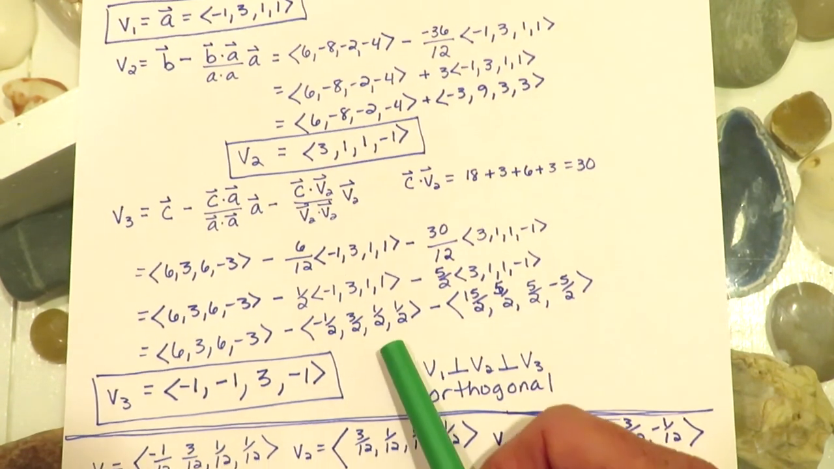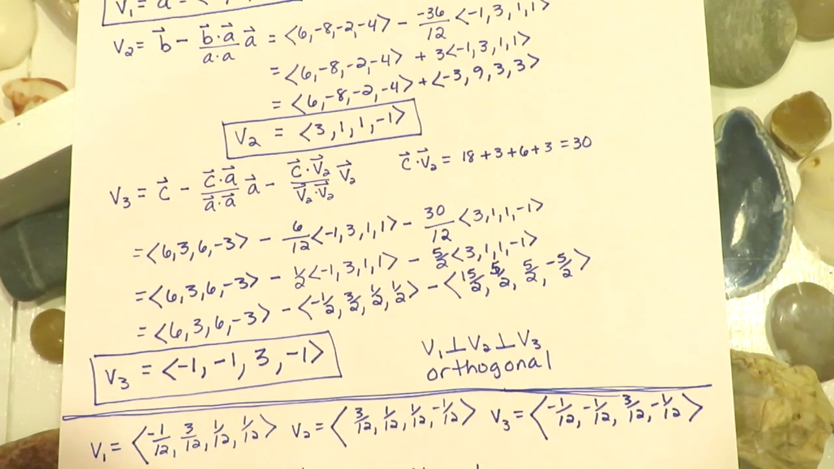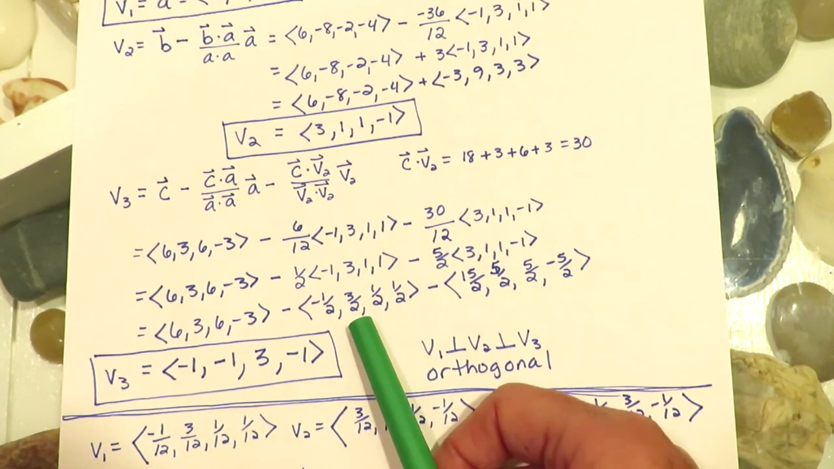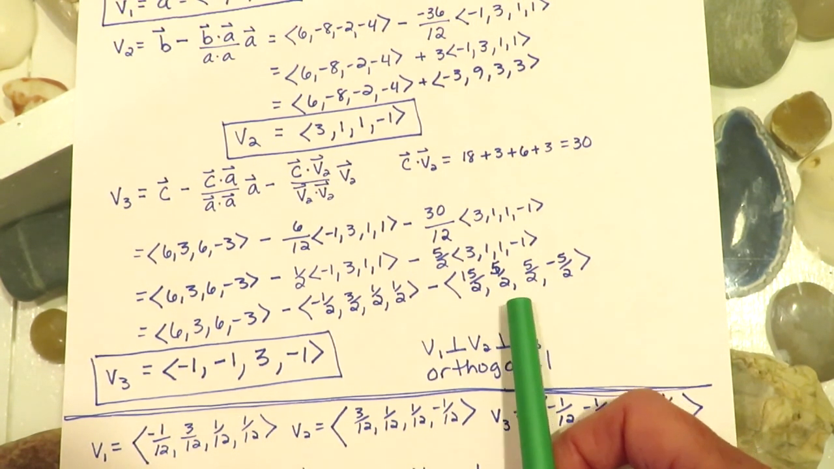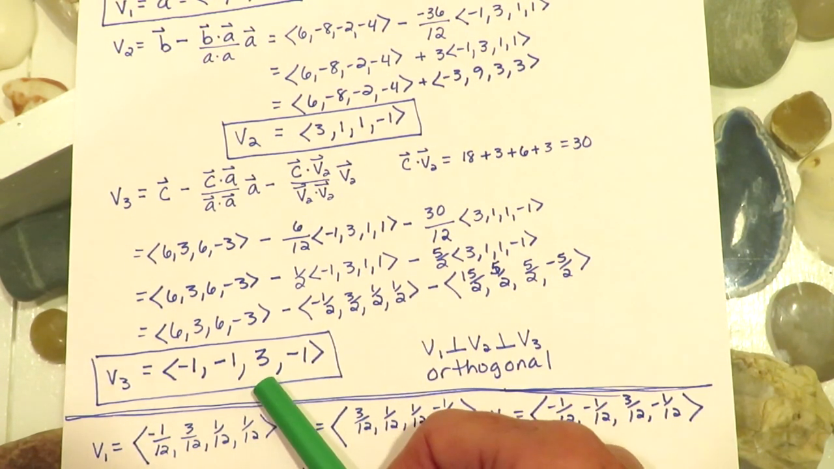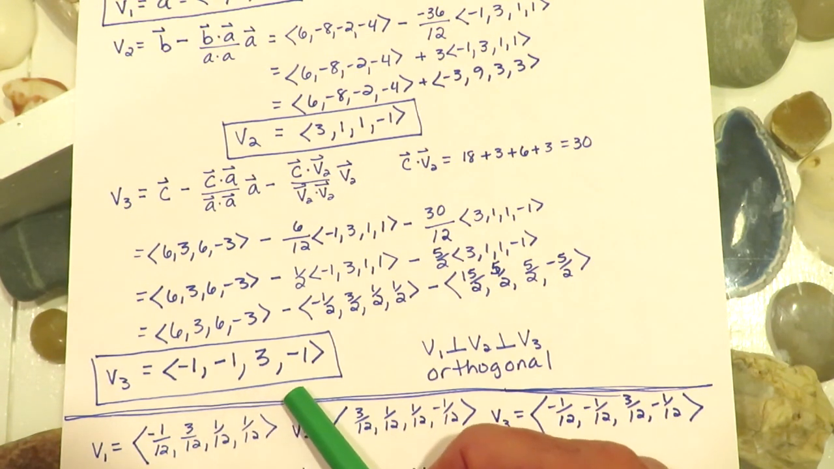And carefully doing this fraction arithmetic, I get, again, vector C. This is the projection of C onto A. This is the projection of C onto that new vector. And I subtract and clean it up. And my third vector then is -1, -1, 3, -1.